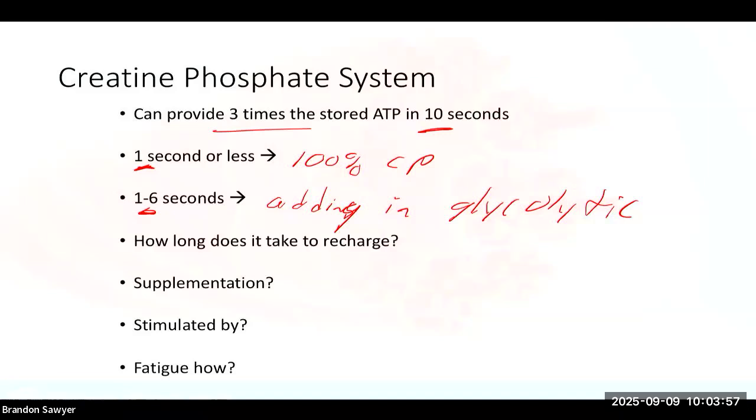It takes about 90 seconds to recharge the creatine phosphate system. Okay, which is a really big part of where our recommendations for rest between sets during resistance training come from. Right, you're supposed to rest about 60 or about 90 seconds to 2 minutes between sets with resistance training. That's really to give our creatine phosphate system a chance to recharge for the most part.